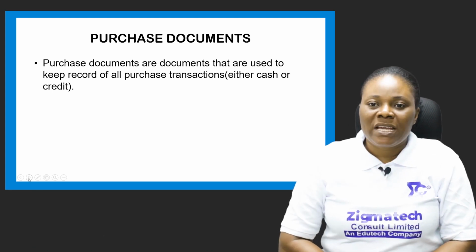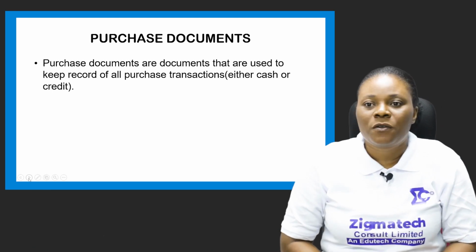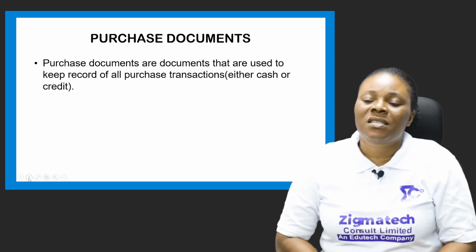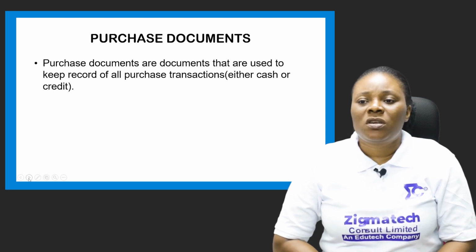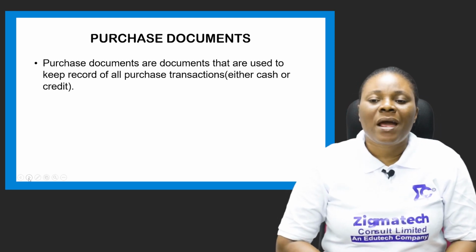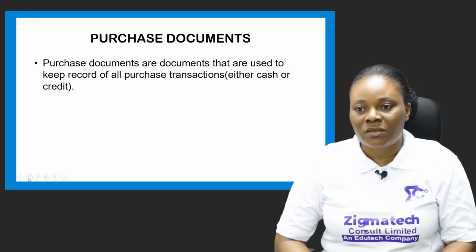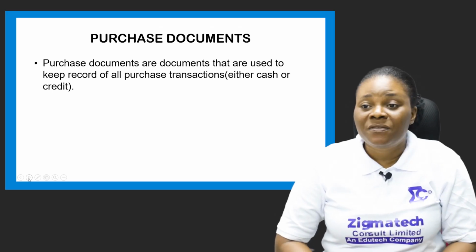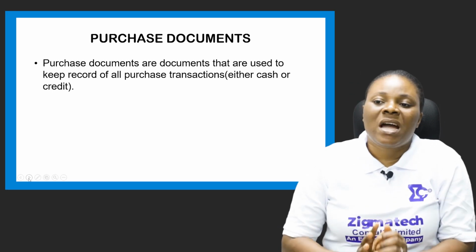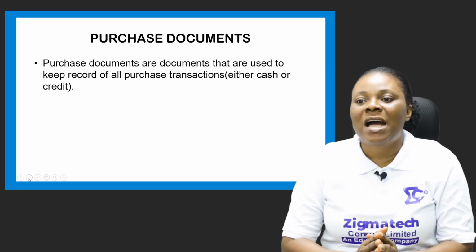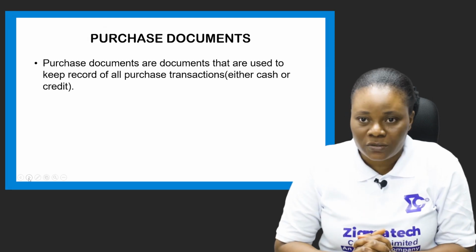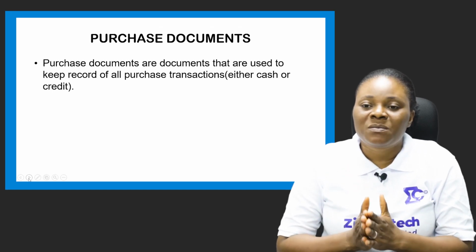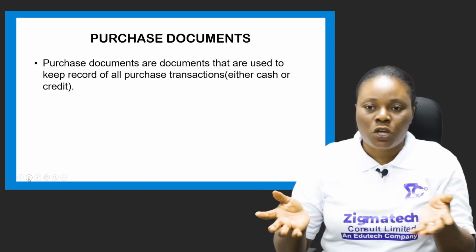So let's start by looking at the definition of purchase documents. Purchase documents, as the second type of office documents, are those documents that are used to keep record of all purchase transactions, be it cash transactions or credit transactions. In our previous video, I took time to explain the difference between cash and credit transactions. So we can see that the purchase document is more or less like the opposite of sales documents.